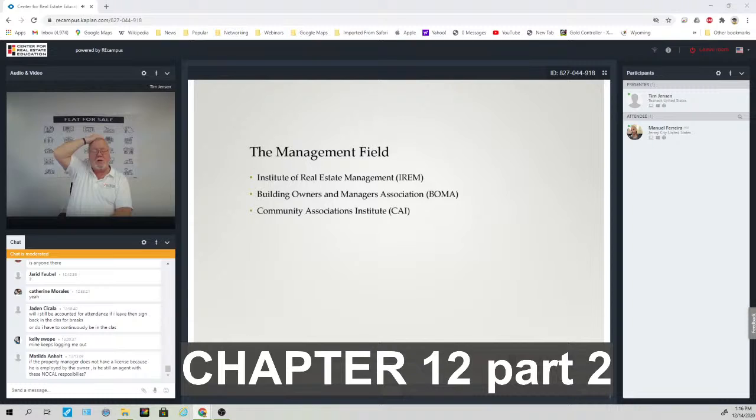the National Association of Realtors is for real estate agents. BOMA, Building Owners and Managers Association, is one of those trade groups for building managers and owners. There's a Community Associations Institute. There's various types of institutes or associations you can avail yourself of if you want to advance in the business.